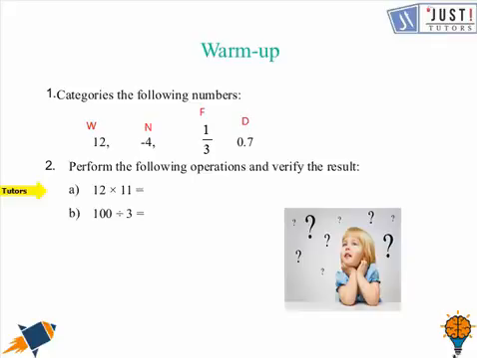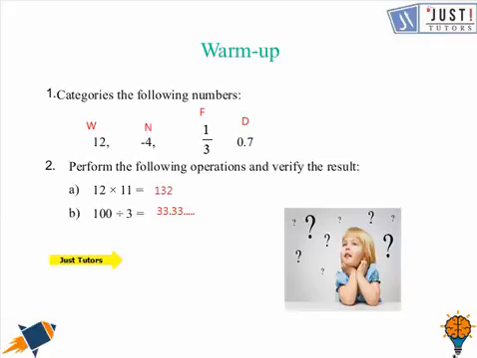Let's try question number 2. Perform the following operations and verify the results. So we need to perform the basic mathematical operations, and part A says 12 times 11. So the answer would be 132. Likewise, the B part says 100 divided by 3. So the answer would be 33.333 and so on. So that would be a recurring decimal. Pat your back if you've got all the answers absolutely correct.